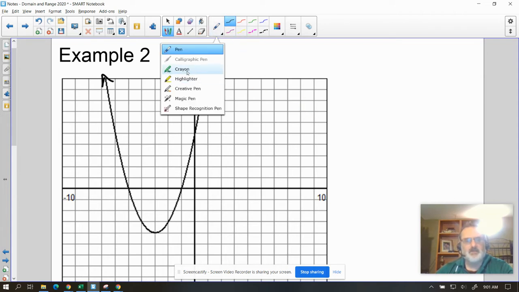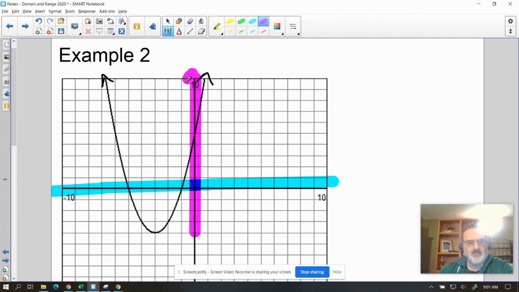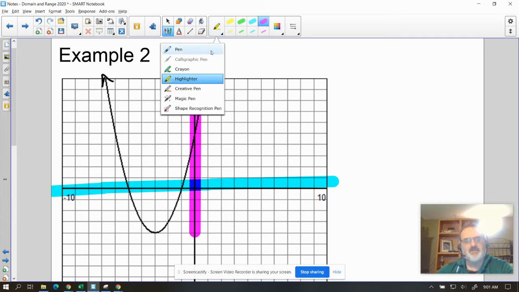So if I want to highlight the domain, the x-axis, it looks like it only goes from here to here. But that would be incorrect. Since it goes left and right forever, this continues on forever. Okay. Now, if I want to highlight the range, it looks like nothing would fall to the y below this point. So it looks like it's from this point on forever. Okay. So let's go ahead and list the domain and range.